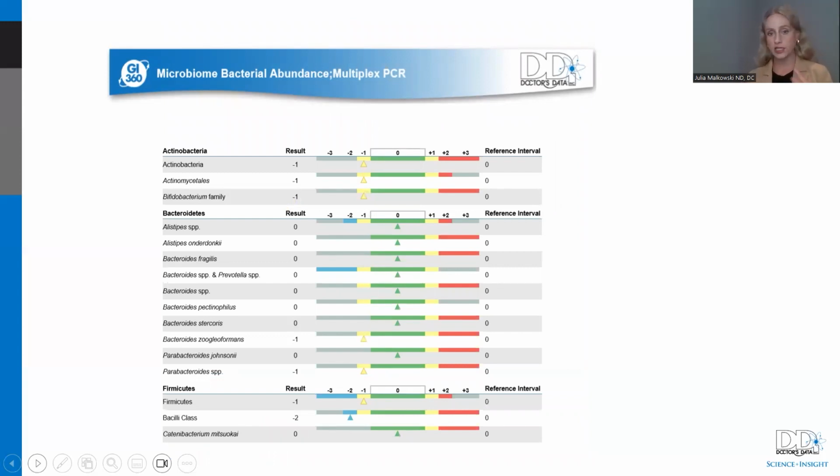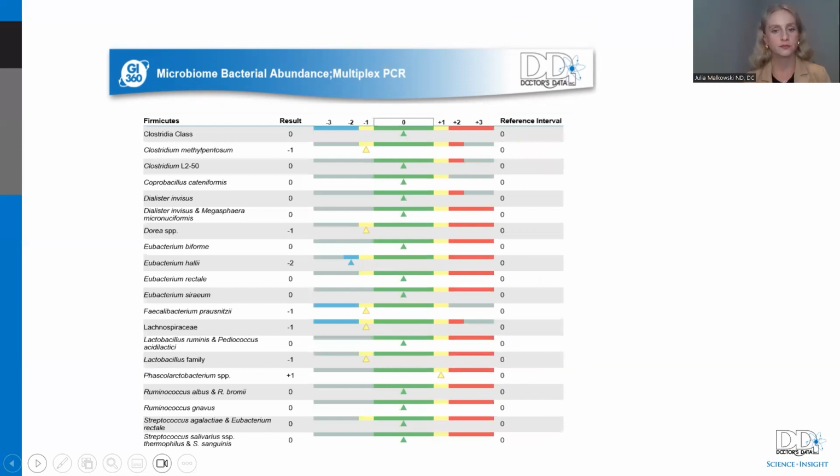Here we see the actinobacteria are lower, and remember, they like vegetables, so we really want to support them with vegetables. The bifidobacteria are lower as well, and this is another need for soluble fiber. The next phyla we see is the Bacteroidetes, and we see that this is generally within range, although we have a few that are lower. The Firmicutes phyla, we can see that the Firmicutes are lower as well, and the bacilli class. So again, another need for soluble fiber to support these bacteria.